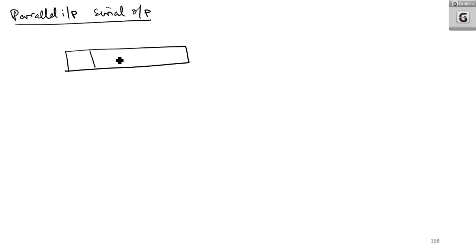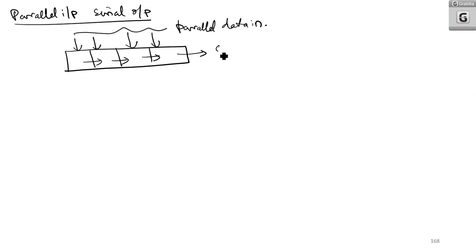Say I am having 4 flip-flops, 1, 2, 3, 4. Data is parallel: parallel data in. Now we are taking the data out in serial. So here you get serial data out. Now let us check how this is functioning.